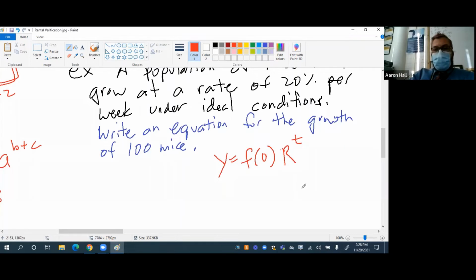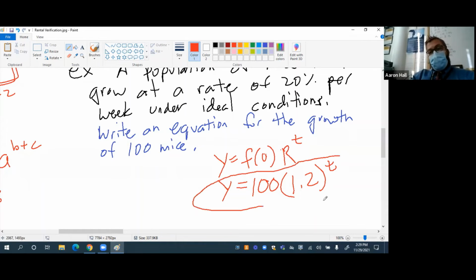What is f of 0? 100. What is r? 1.2. Yeah, we have to account for the 100 mice plus the 20%. So together that would be 1.2. 1.2 to the power of t, where t is in number of weeks. You guys good with that? You comfortable with that as our equation?